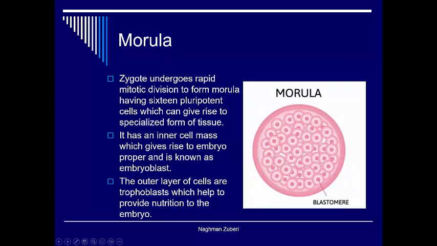Morula. The zygote undergoes rapid mitotic division to form the morula, having 16 pluripotent cells which can give rise to a specialized form of tissue. It has an inner cell mass which gives rise to the embryo proper, and that is known as embryoblast. The outer layer of cells are trophoblasts, which help to provide nutrition to the embryo.